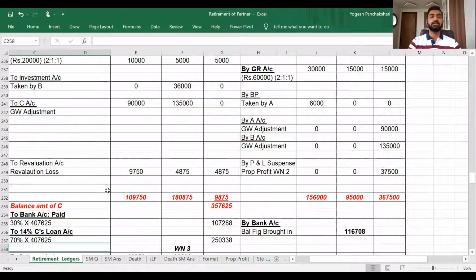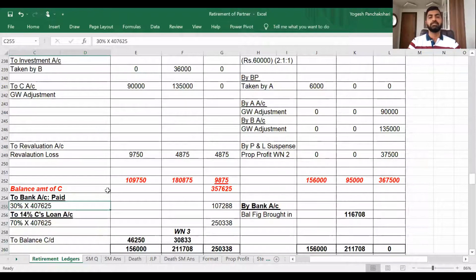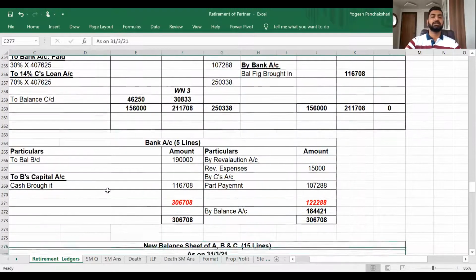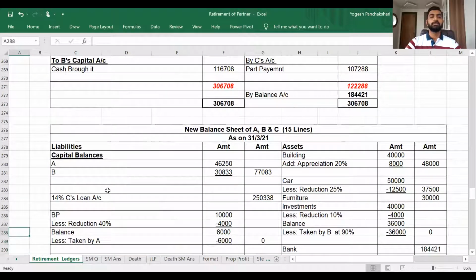So I found his balance. It comes to 4,07,625 balancing figure, of which 30% paid, 70% kept as loan. So 30% paid, second effect bank credit, and 70% kept as loan. So it will be 14% C's loan account on the liability side. If it is death, simply you have to write executors of C's loan account, nothing more than that.